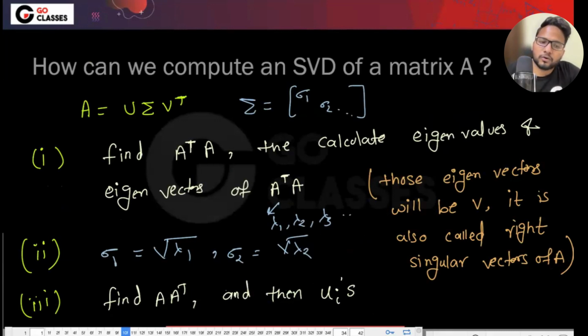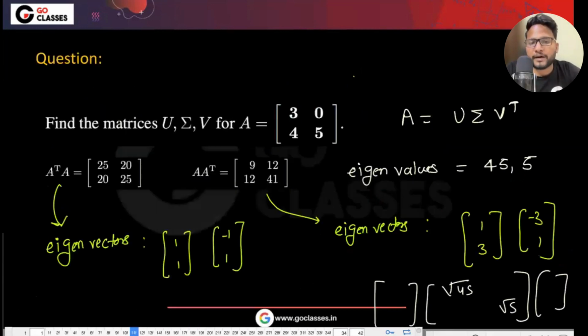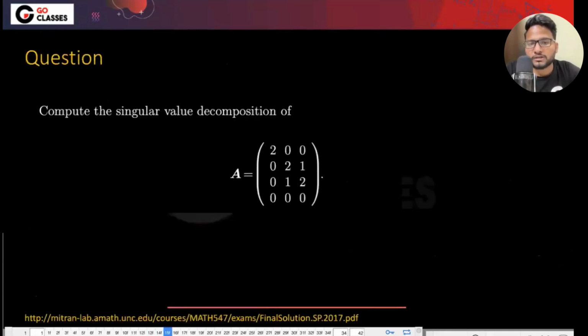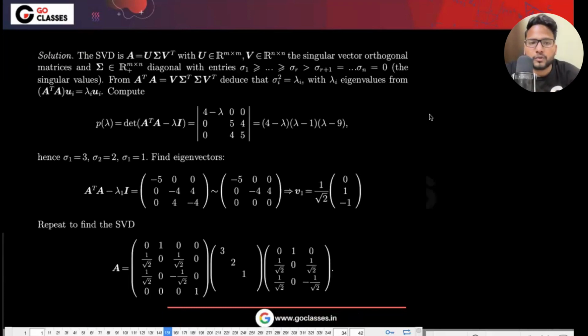But before that, let's just have more practice so that you get to understand this SVD more. So suppose this is A, and then they are saying to compute the singular value decomposition of this particular matrix, right? So maybe you can do it. First, find out A transpose A, its eigenvalues, eigenvectors, and then ultimately you will be getting this as the SVD. They have not shown the complete calculation, but you will be getting this as the SVD.